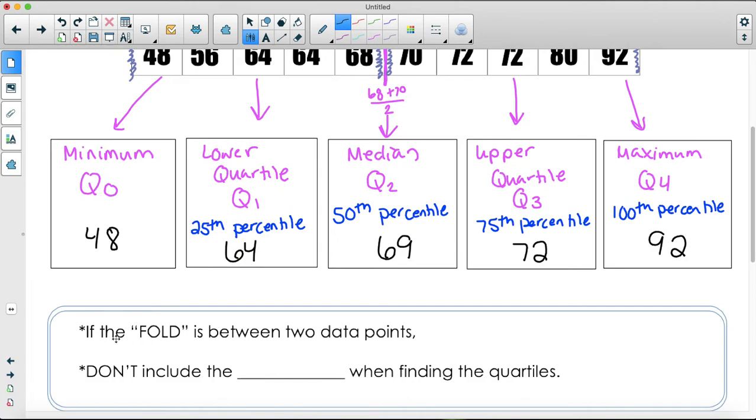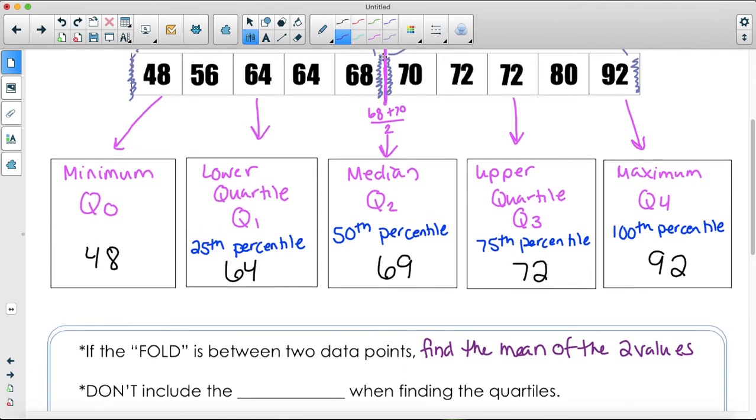So as a note, if the median is between two data points, we have to find the mean of the two values, which is what I did here. I found the mean of these two values since my median was directly in between those two. So it's 68 plus 70, and I divide by 2 because I add up the two numbers that I have, and I divide by how many I have. So I divided it by 2.